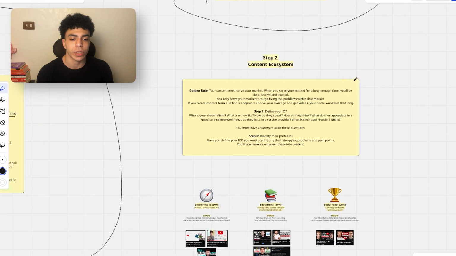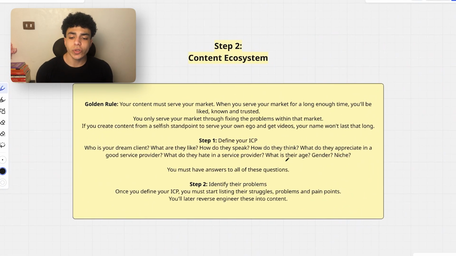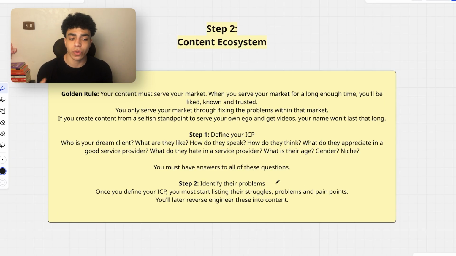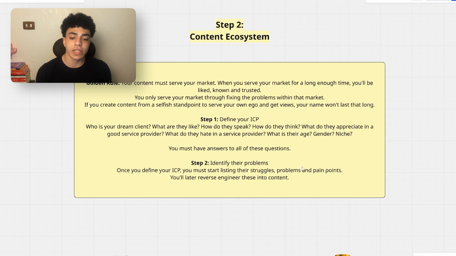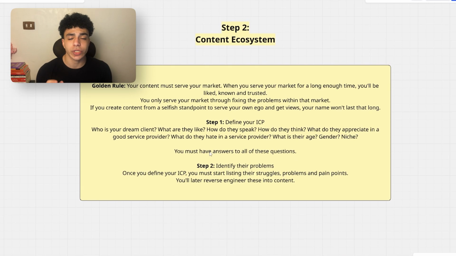Now, how to actually do it, okay? Let's begin with the ecosystem. Now, the golden rule here is that your content must serve your market. When you serve your market for a long enough time, you'll be liked, known, and trusted, and the market will reward you. You only serve your market by fixing the problems within that market. If you create content from a selfish standpoint to serve your own ego and get views, your name won't last that long. So this is really important, guys.